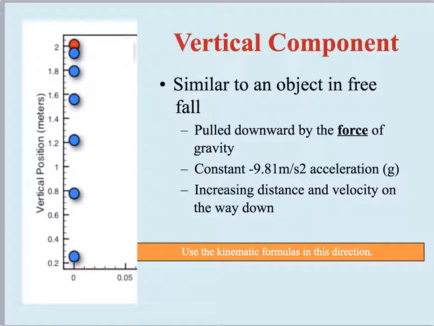And we notice that as it's falling, it covers more and more distance, and that's something that we have talked about before in free fall. We know that as it's falling, it's getting faster, it's speeding up at 9.81 meters per second squared. And because it's speeding up every second, it's going to cover more ground every second. So we know it's getting faster and faster as it falls. We know it's pulled downward by the force of gravity, and we know the value for the acceleration is negative 9.81 meters per second squared. And the distance and velocity increase on the way down.